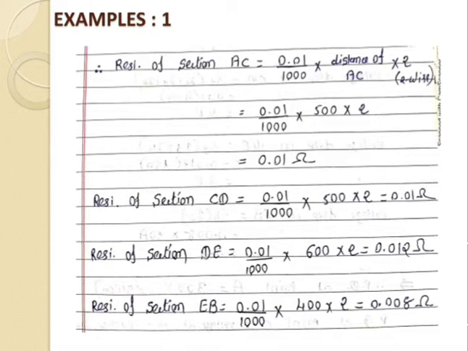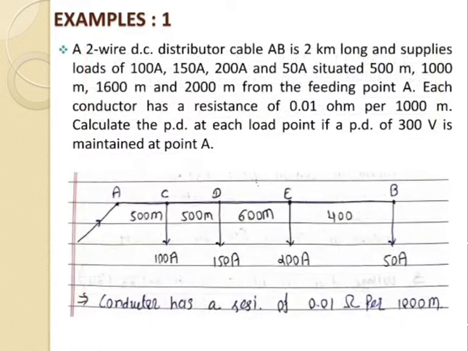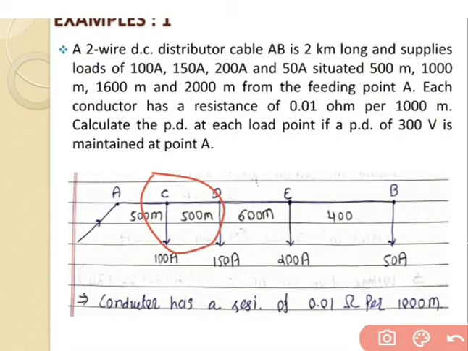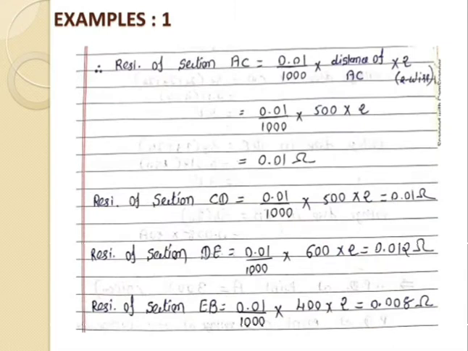So if we simplify and make the calculation, we can get the resistance of section AC, which is equal to 0.01 ohm. Now go for the next one, the resistance of section CD, which has a distance of 500 meter. Again apply the same condition. For 1000 meter, the resistance is 0.01 ohm. Then for 500 meter, also multiply by 2, we again get the same answer, 0.01 ohm.